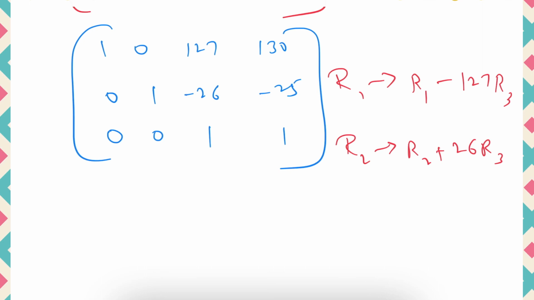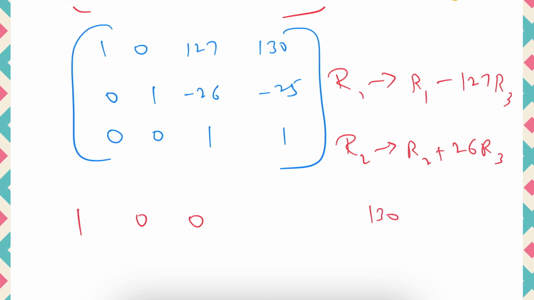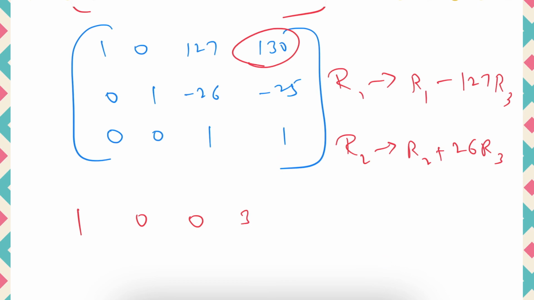R1 minus 127 R3, right? So here 1 is there, here 0 is there, no problem with that, so 1 it will be as it is. Here 0 0, so 0 only, no problem. Now R1 is 127 minus 127 into 1, these two I am doing now. So 127 minus 127 ones are 127, so it's 0. Next it will be 130 minus 127 into 1, these two. So 130 minus 127 ones are 127, so 130 minus 127, it's nothing but 3. Okay, first row completed. Now let us do something with the second row.